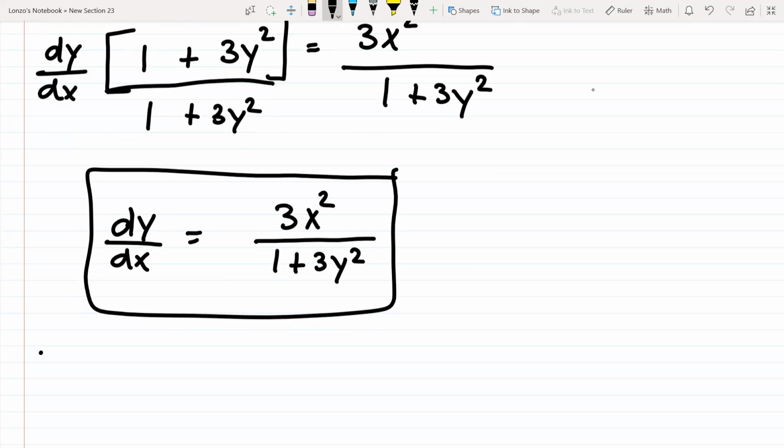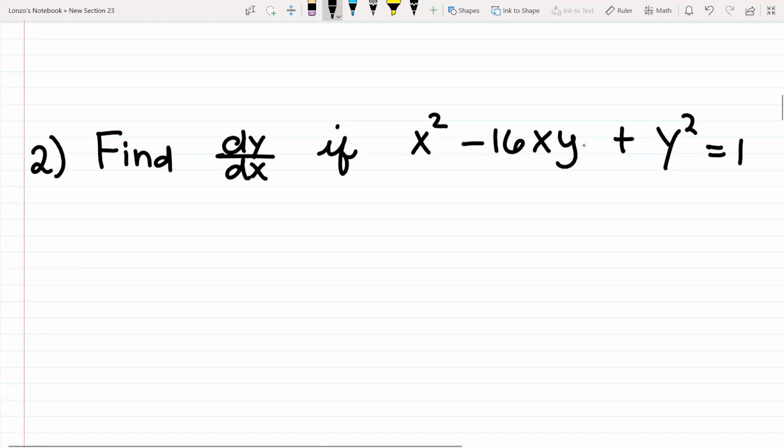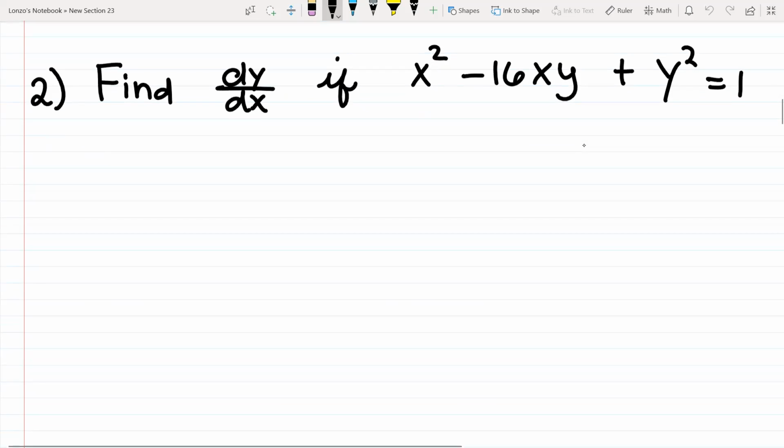Okay. Let's move on to question 2. Find dy/dx if x squared minus 16xy plus y squared equals 1. So this one, you do need a little bit of product rule because the derivative of x squared is easy. This one you have to take the product rule, and then this one's easy. And then on the right side, the derivative of a constant is always going to be 0. So yeah, let's take the derivative of x squared.